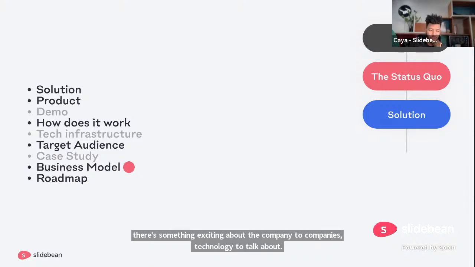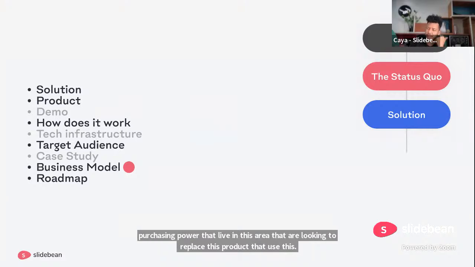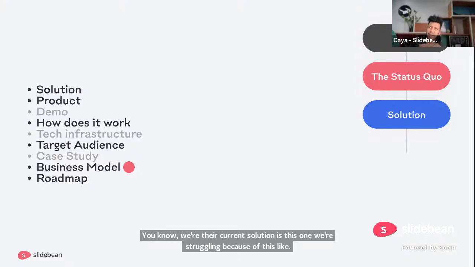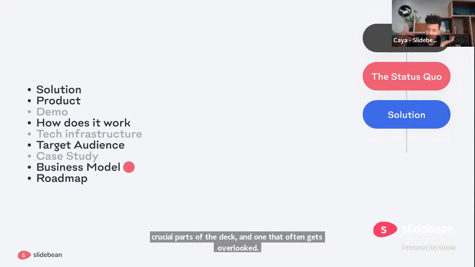I think that you want to show that you understand who your customers are. That you understand that it's not everyone. It's not every early adopter. It's people with this purchasing power that live in this area that are looking to replace this product, that use this, where their current solution is this one, or are struggling because of this. Nailing that target audience to me is one of the most crucial parts of the deck, and one that often gets overlooked. That's not to say your product may not eventually go to more people, right?